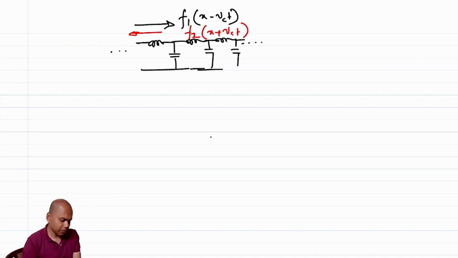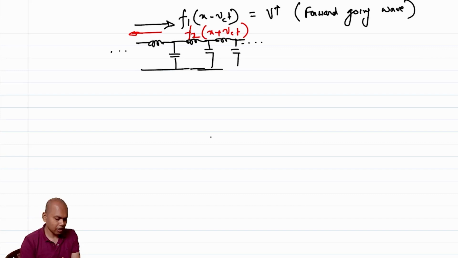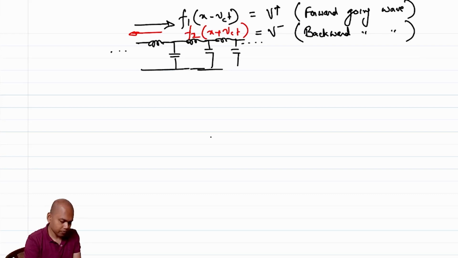Okay, so typically this f1 of x minus vct is referred to as the forward going wave. So this is V superscript plus. This is referred to as a forward going wave, and f2 of x plus vct, which is moving to the left, is defined as V superscript minus, the backward going wave. Okay. So again, what is the combined voltage? The combined voltage V of x, t is essentially V plus plus V minus.